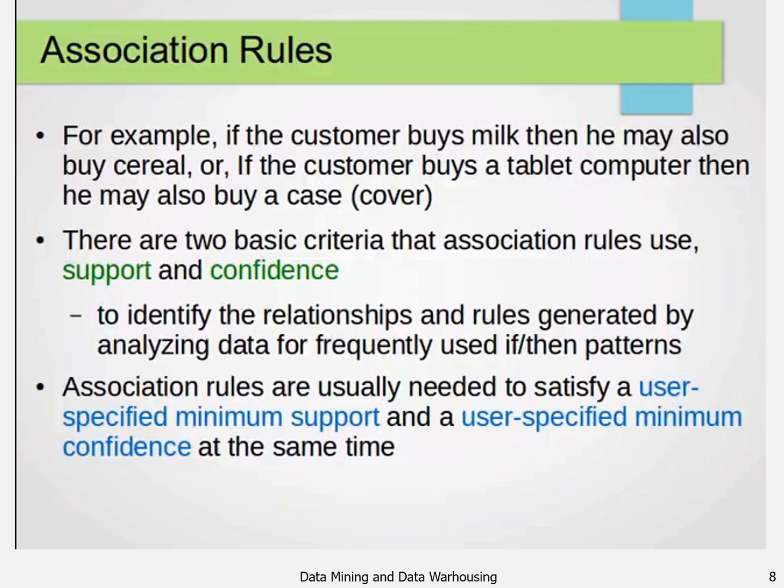Usually, as we just mentioned, an association rule needs to satisfy our user-specified thresholds. In the case of an exam question, you will have a minimum support and a minimum confidence specified. According to these, you need to generate association rules.